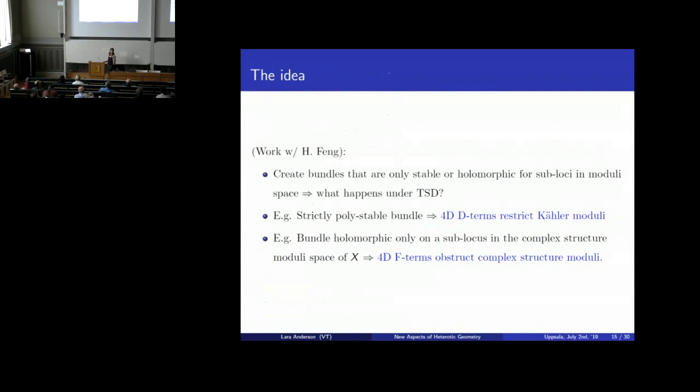So as I just said, let's construct very special geometries that are not generically solving the equations I just wrote down. What would that look like? For example, bundles that are strictly polystable. Stability is an open property in the moduli space, but polystability is not. So if you have a strictly polystable bundle, then that can restrict the Kähler moduli of your theory, and you can view that in the 4D effective theory through D-terms. If the bundle is holomorphic only for a sublocus in the complex structure moduli space of its base manifold, then this will again appear as 4D F-term obstructions.